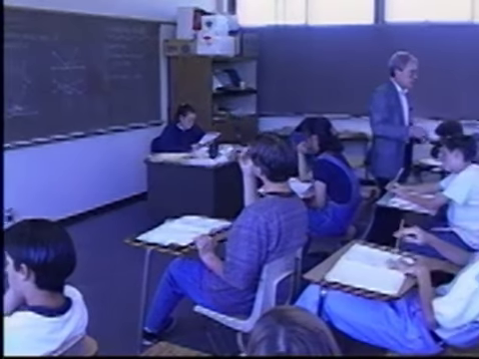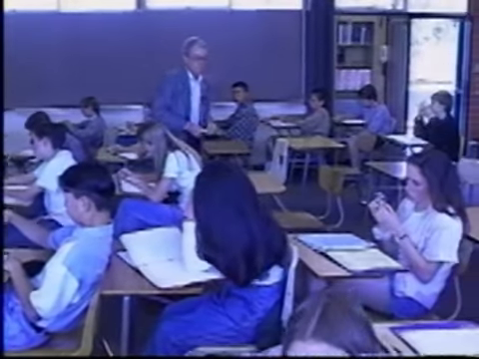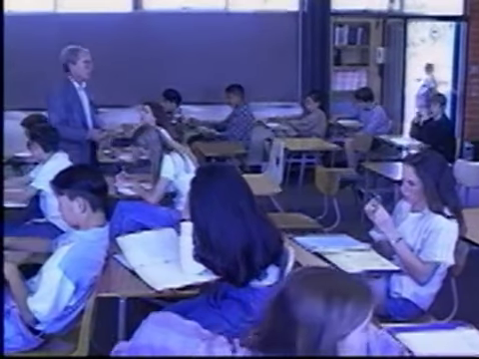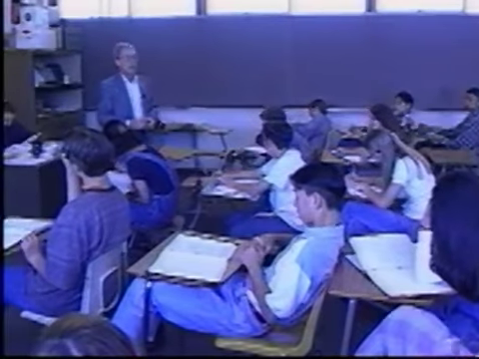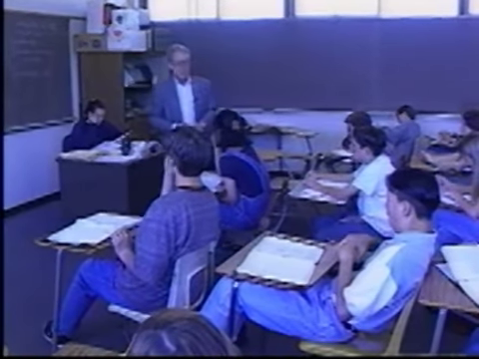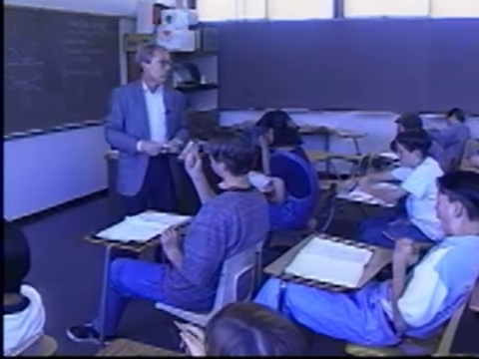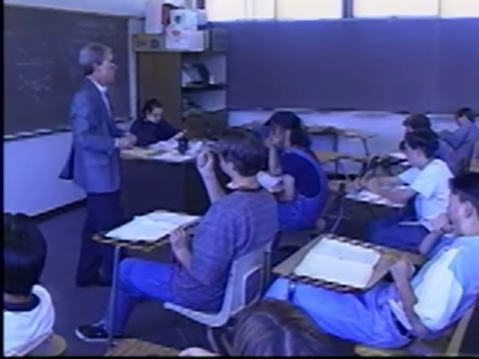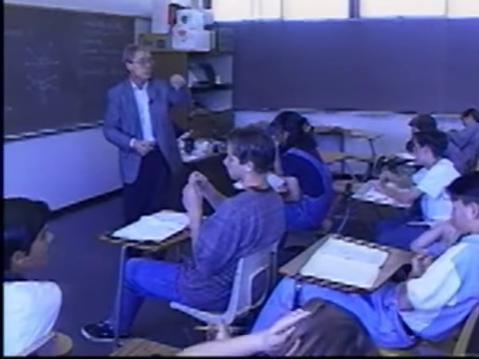How many degrees in a triangle? 180. What is an equilateral triangle? Equal on all sides. If an equilateral triangle is equal on all sides, how many degrees are in each angle of an equilateral triangle? Carlos? 60. It's got to be 60, 60, and 60.